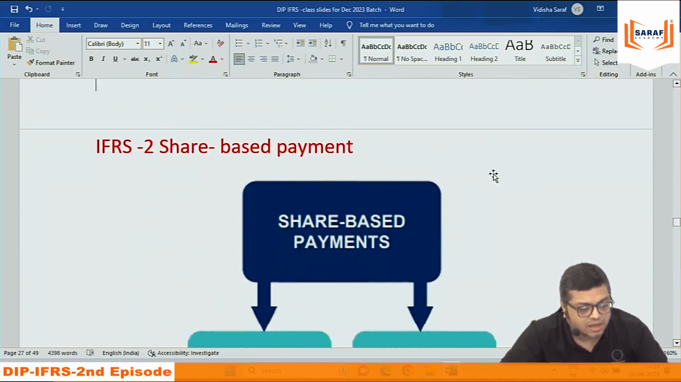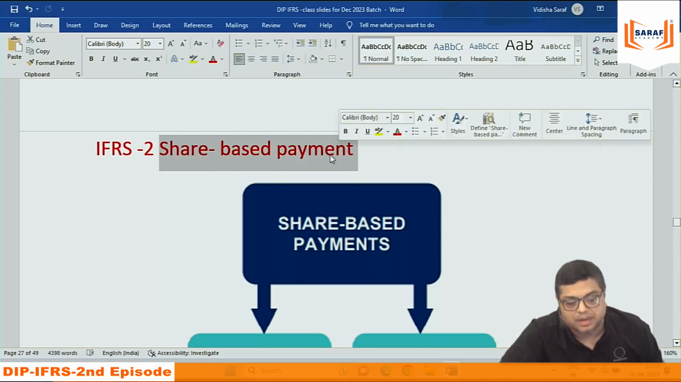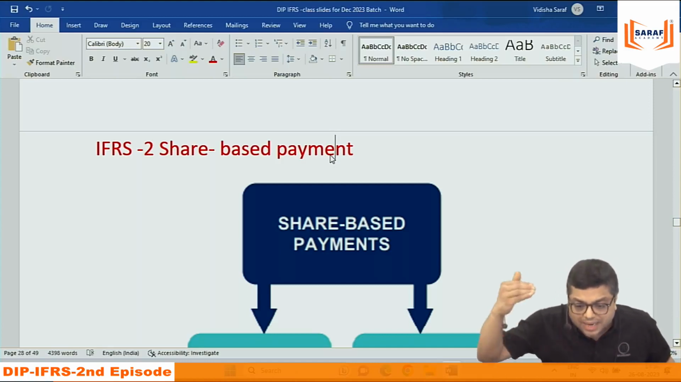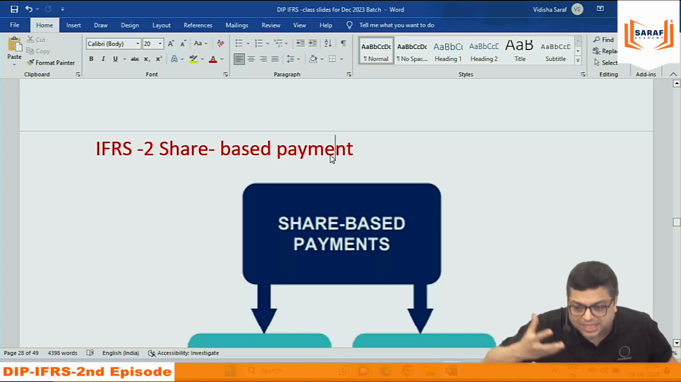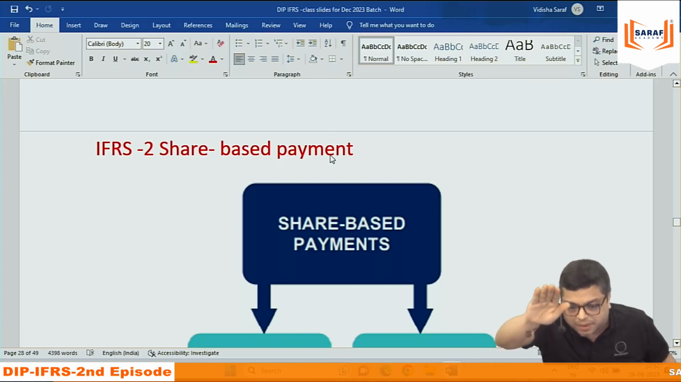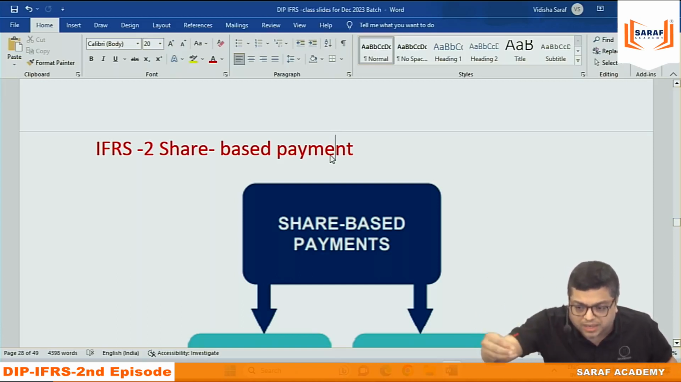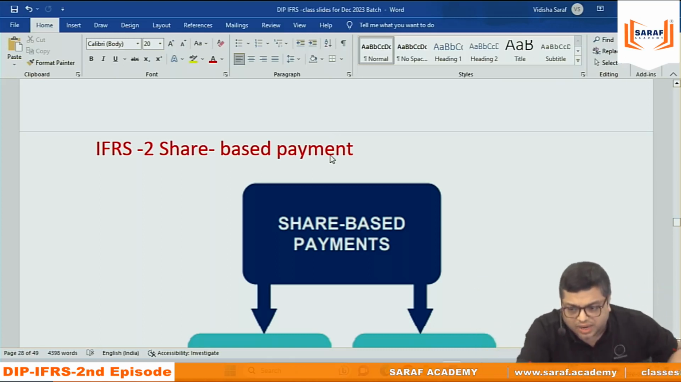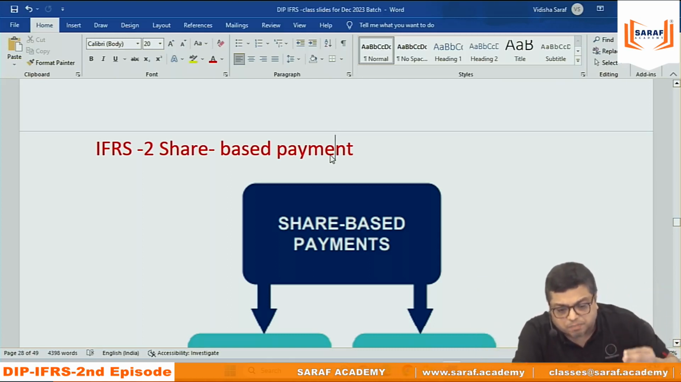Basic IFRS on share-based payment: payment to anybody based on share value. One simple example is this. But here what are we covering? Payment to employees based on shares. Even the payment I mentioned to a supplier for a computer purchase is also share-based payment. But the basic coverage of this IFRS is share-based payment to employees.